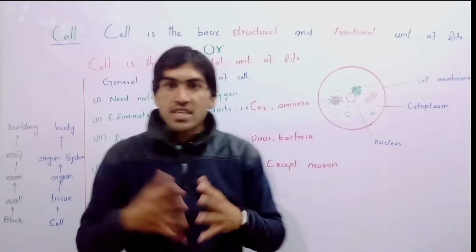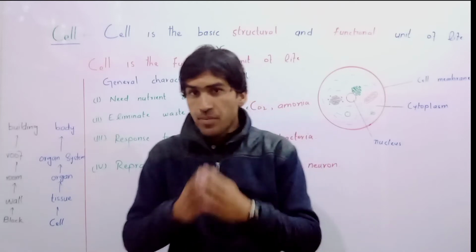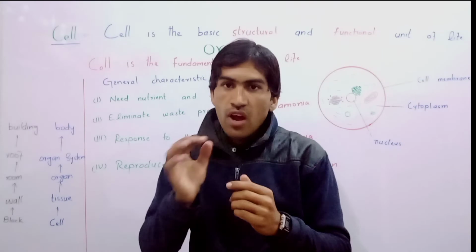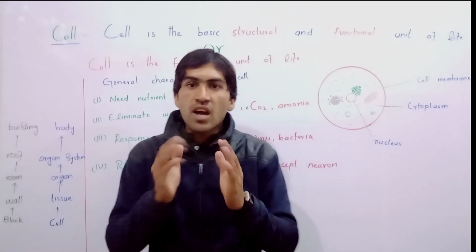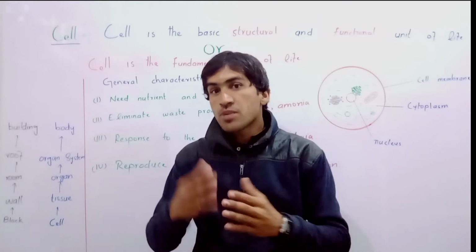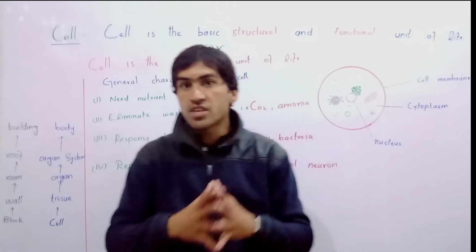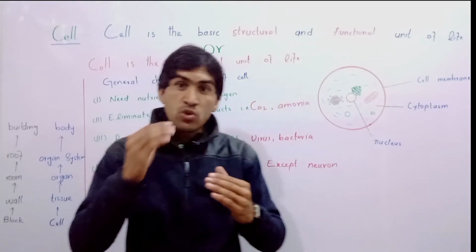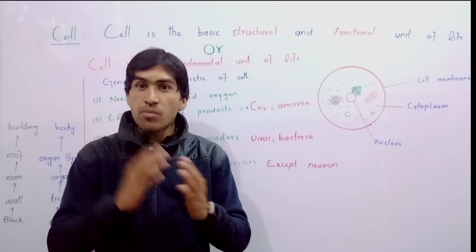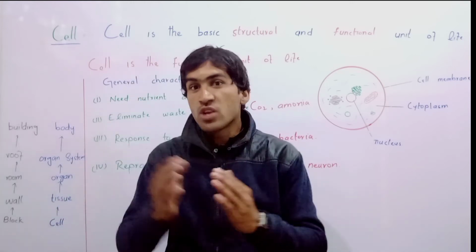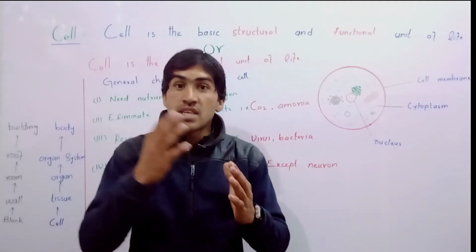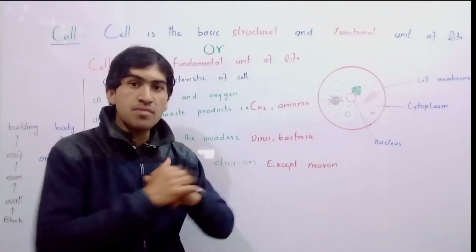Let's take an example. At this moment, as you watch this video, in your eye there are rod and cone cells. These rod and cone cells play an important role in vision. It means they play an important role in seeing objects. Due to these rod and cone cells, your eye is able to focus on that video, and you watch this video. So that is why the cell is the functional unit of life.